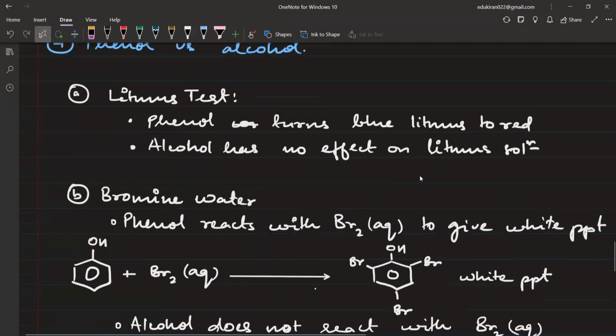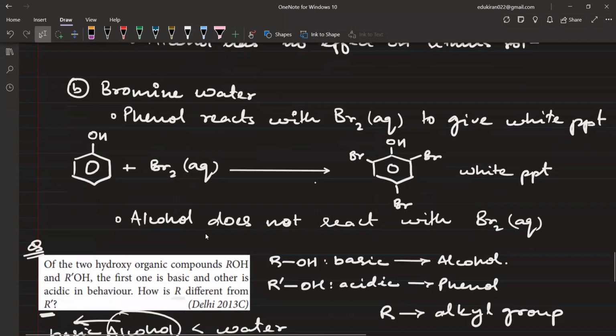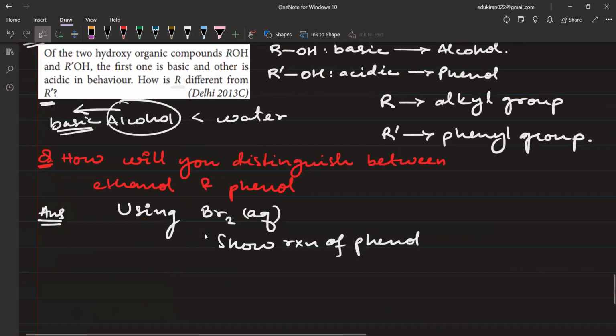Phenol will react with Br2, but ethanol, changing the alcohol here, what do you have to write? Ethanol does not react with Br2 aqueous. But instead of ethanol, they can give you methanol. So you just change the answer to: methanol does not show any reaction with Br2 aqueous, bromine water.